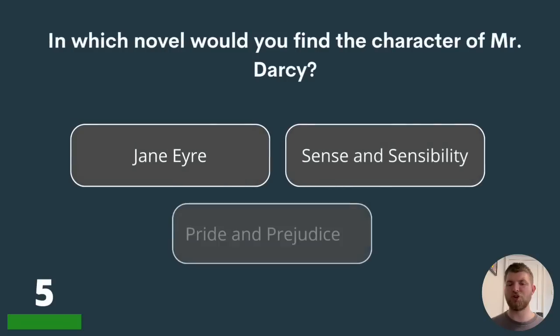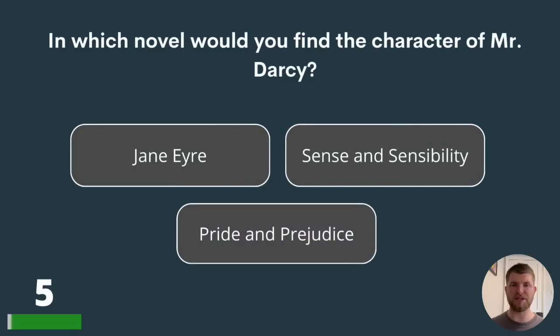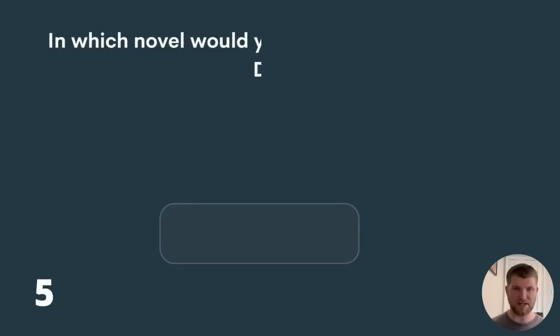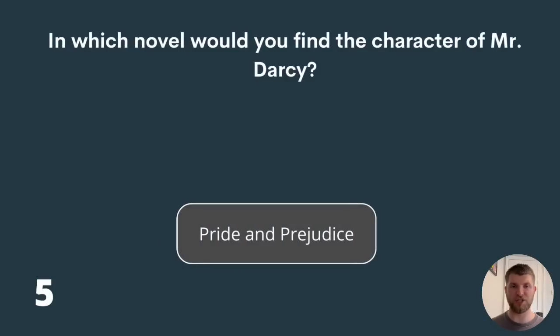5. In which novel would you find the character of Mr. Darcy? Jane Eyre, Sense and Sensibility, or Pride and Prejudice? Mr. Darcy would be found in Pride and Prejudice.